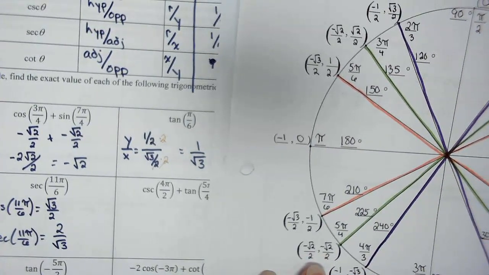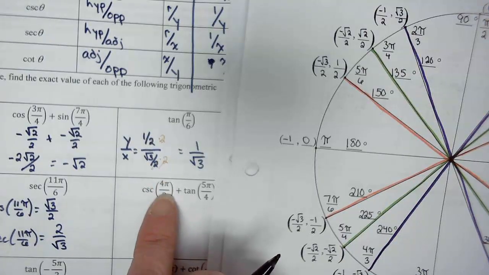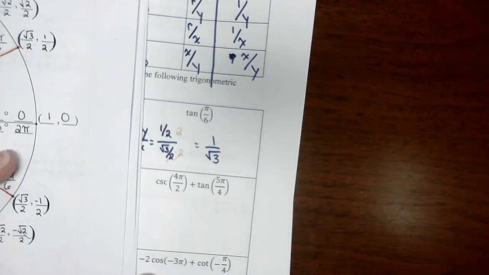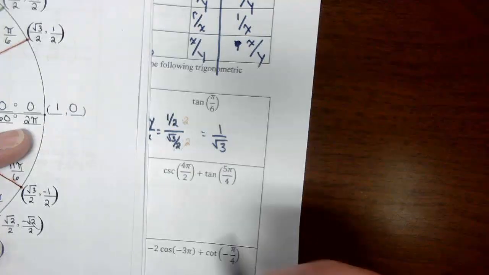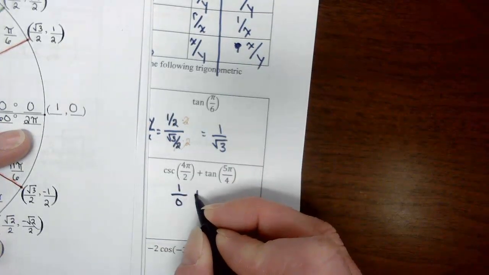Cosecant of 4 pi over 2. Okay, well, 4 pi over 2 isn't on my chart, but 4 over 2, that's just 2 pi. And cosecant would be the reciprocal of y. And y at 2 pi is 0. So this is 1 over the y value of 0.